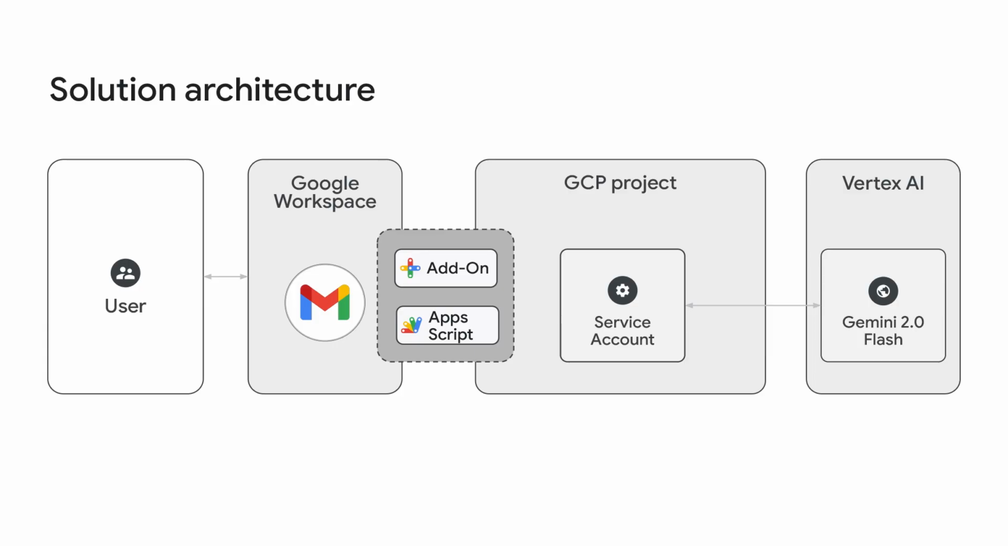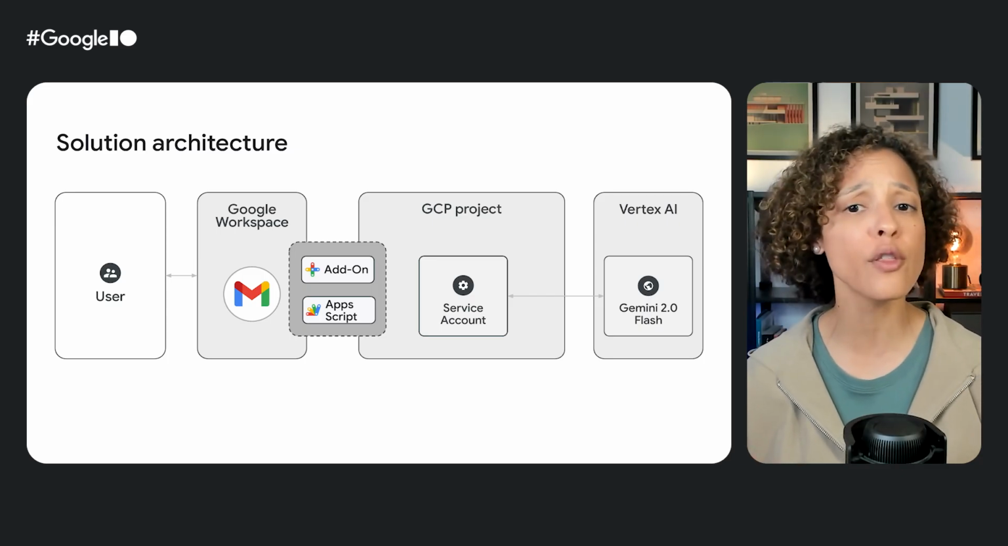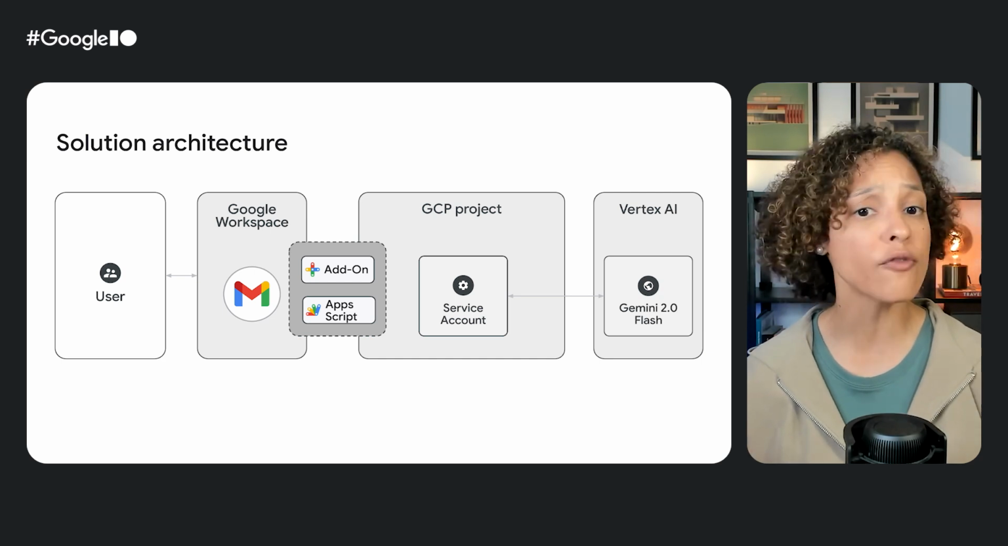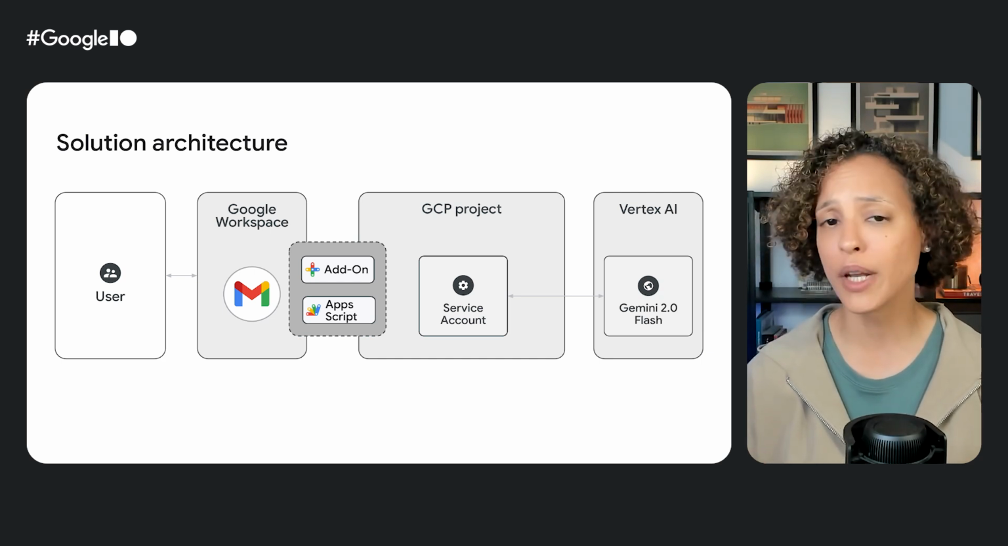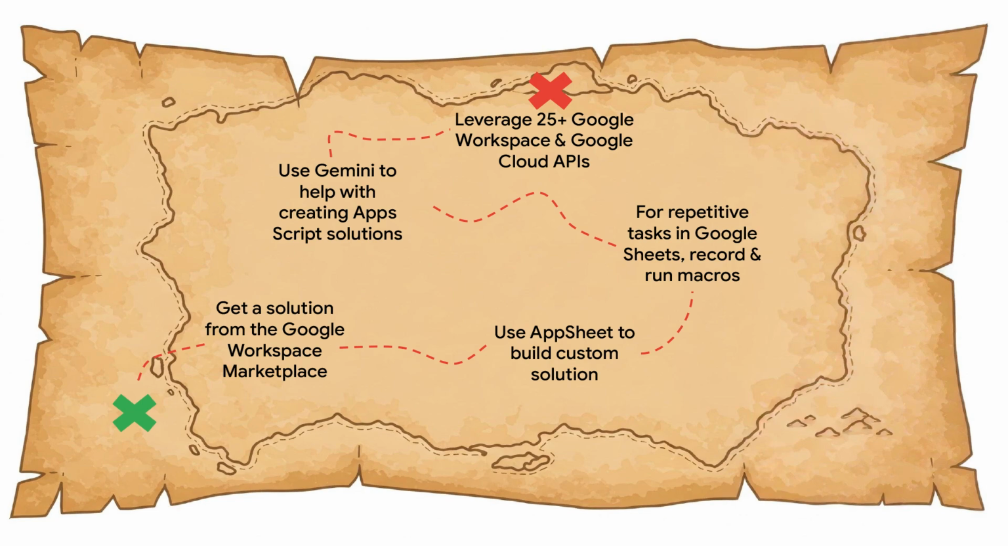Let's have a look at how this Google Workspace add-on comes together. We are using Apps Script to create a Google Workspace add-on. To access Vertex AI, we use a dedicated service account in the associated GCP project. Vertex AI gives us access to more than 130 different AI models, and for this solution, we're using Gemini 2.0 Flash. And that brings us to the end of our journey.